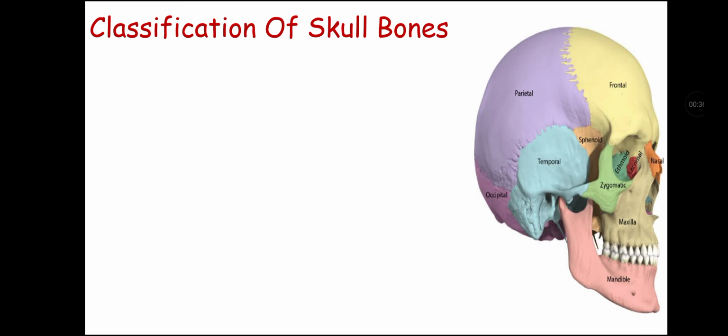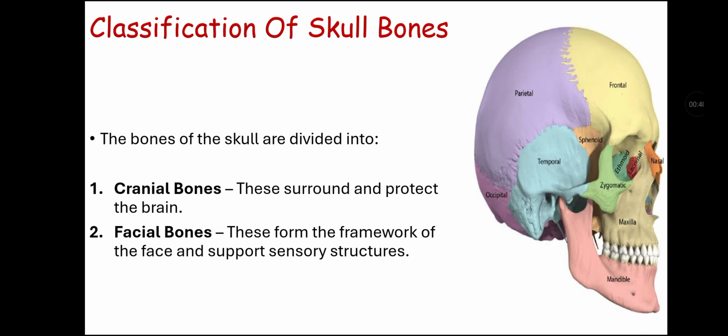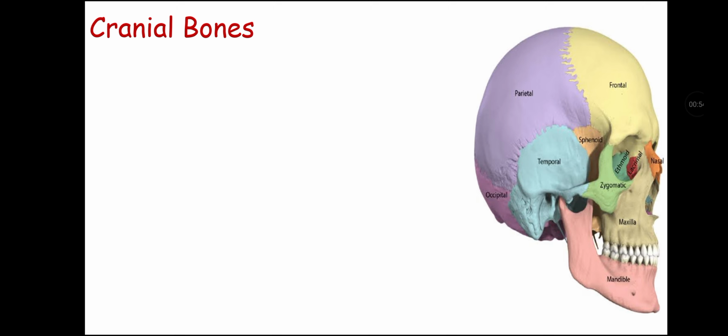As you already know, the skull bones are divided into two groups that are cranial bone and facial bone. Cranial bone are the ones that surround and protect the brain, while facial bone are the ones that form the framework of face and support sensory structure. Now let's talk about them one by one. First, we will talk about cranial bones.